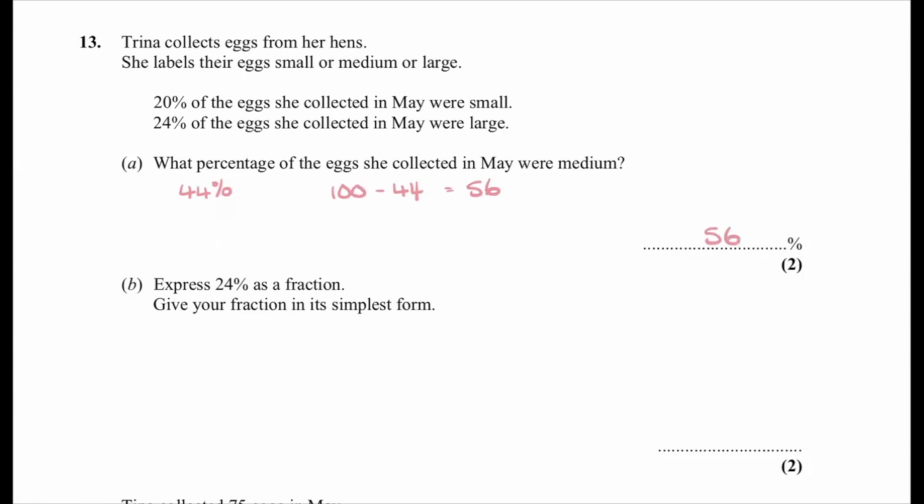Now, when you're expressing a percentage as a fraction, you're really remembering that fact that percent means out of 100. So you've got 24 out of 100. You have your calculator. So when you have to put it in simplest form, all you really need to do is put that into your calculator, hit the equals, and it's going to cancel it for you.